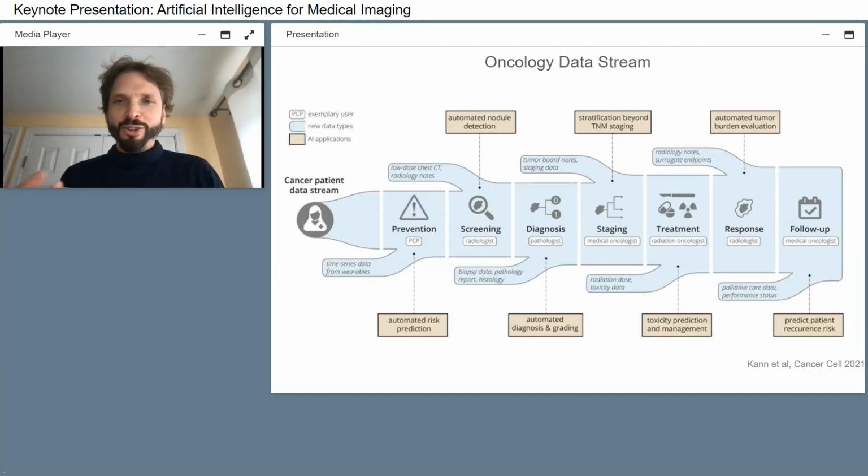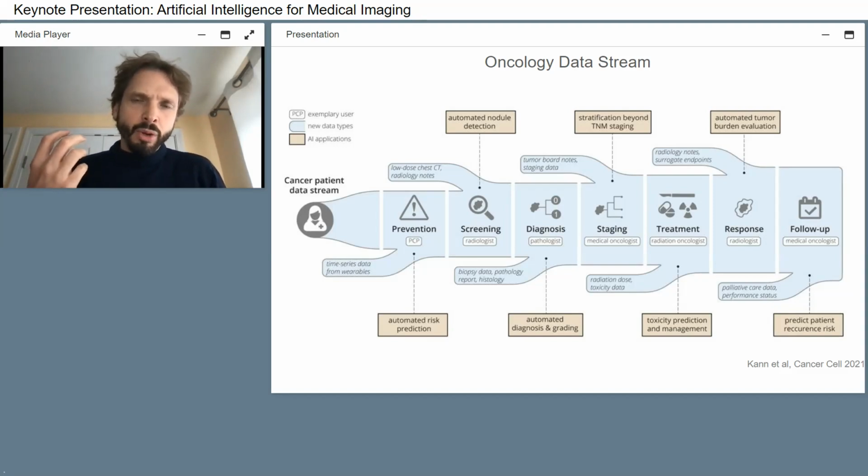So this is the oncological data stream, how we like to say it, where you can see that we're collecting more and more data over time. So the stream gets thicker over time. And there's a lot of data available, but there's also a lot of clinical decisions being made for screening, for diagnosis, staging, and treatment decisions, where we can use AI to really improve this whole process.